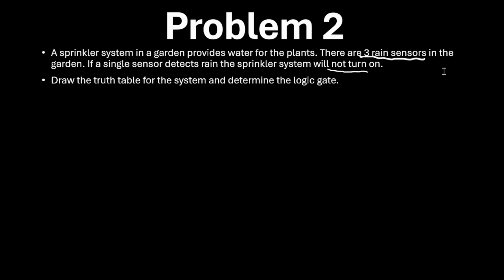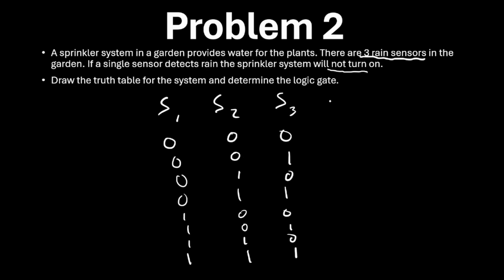So first, let's think about our variables. We have 3 sensors. Let's just call them S1 through S3. So S1, S2, S3. So we know what the truth table is going to look like. It's going to be 8 rows because we have 3 variables. So we have 0, 0, 0, 0, 0, 1, and I'll just skip ahead. So that's going to be the truth table for the sensors. And let's just call our output function. It'll represent the sprinklers. So we'll draw our lines.